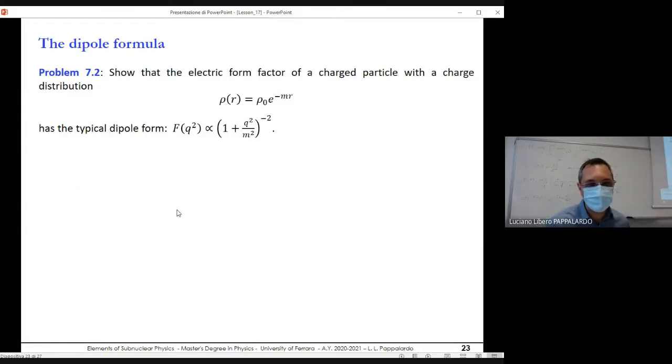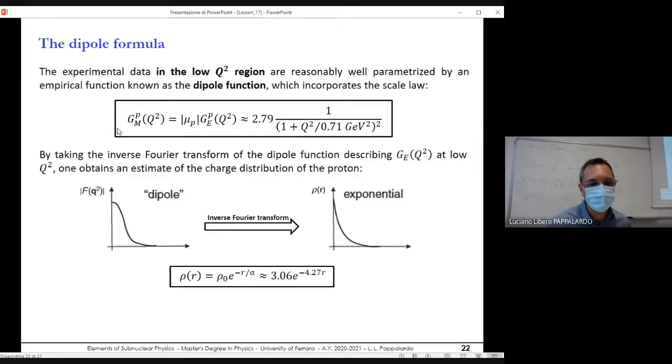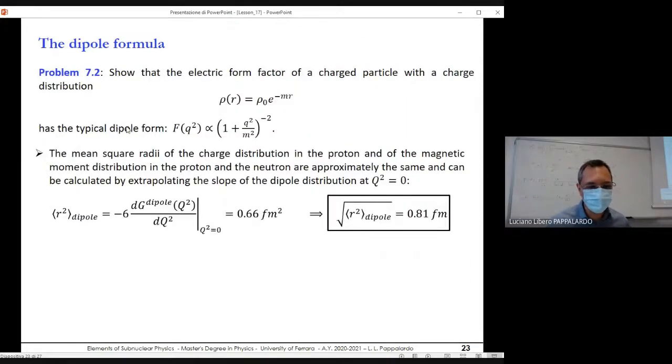Okay, and it does fit quite well. You see here, the line is a dipole formula. So we can use this to calculate our root mean square radius for the charge distribution and for the magnetic distribution of protons and neutrons. And when you do so, in the limit where Q squared is equal to 0, so you can neglect all the higher order terms in the power expansion, you obtain 0.66 squared Fermi, and so you take the square root and you get 0.81 Fermi. So this is a hint of the size of the proton, of the radius of the proton.